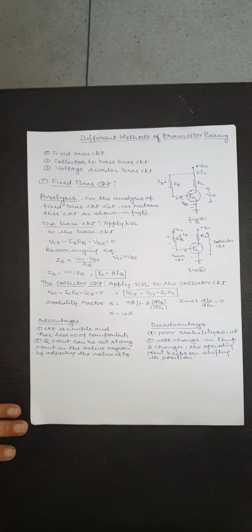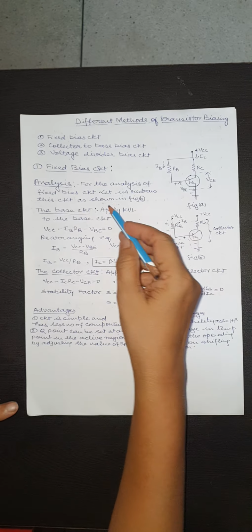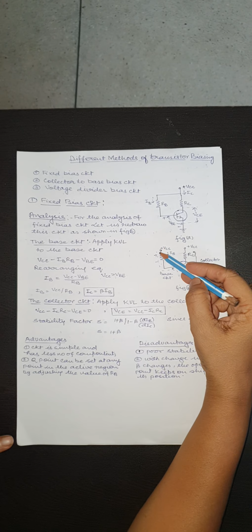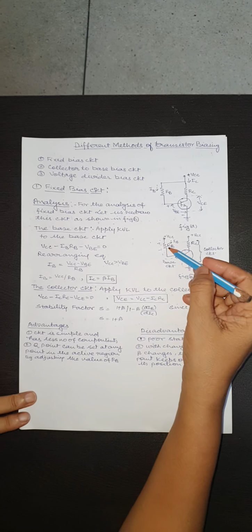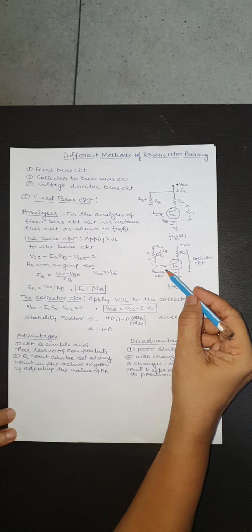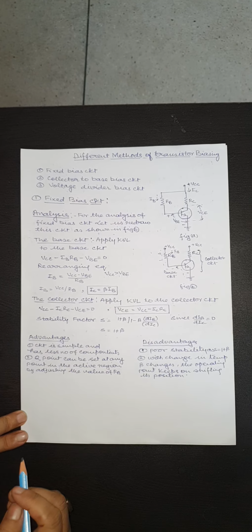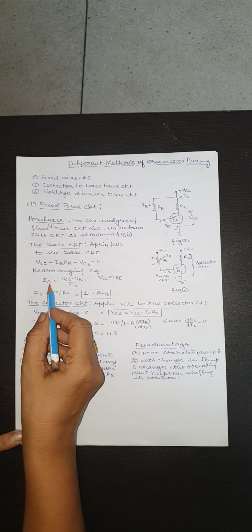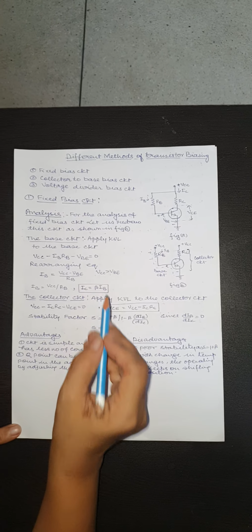Analysis of fixed bias circuit. For analyzing fixed bias circuit, let us redraw this circuit as shown in figure. If we apply KVL to the base circuit, we get VCC minus IB RB minus VBE is equal to 0. Rearranging this equation, we get the value of IB. IB is equal to VCC minus VBE divided by RB. And since we get the value of IB, we get the value of IC by the equation beta times IB.